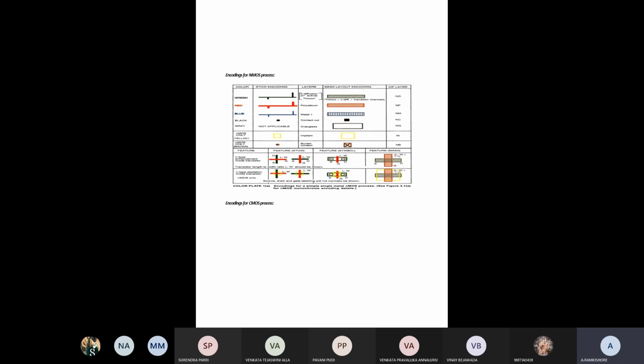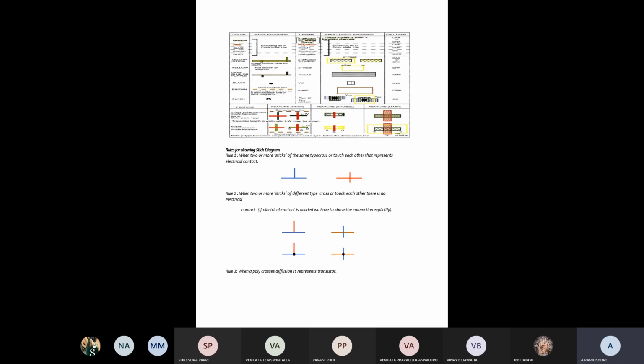We have to remember these indications while drawing the stick diagram and the layout diagram. These are the indications used in the NMOS fabrication process. Coming to CMOS: in NMOS technology, we have only the N diffusion, which may be either enhancement mode or depletion mode.